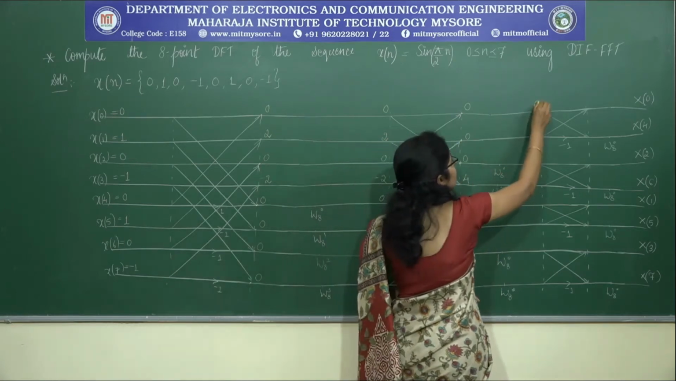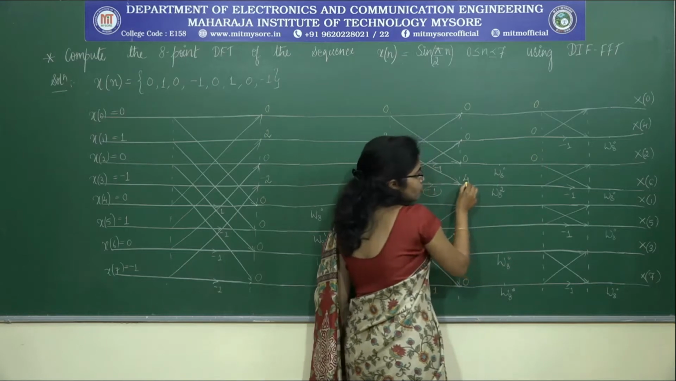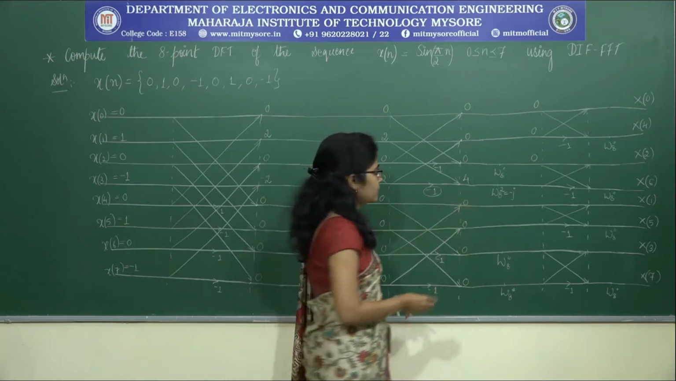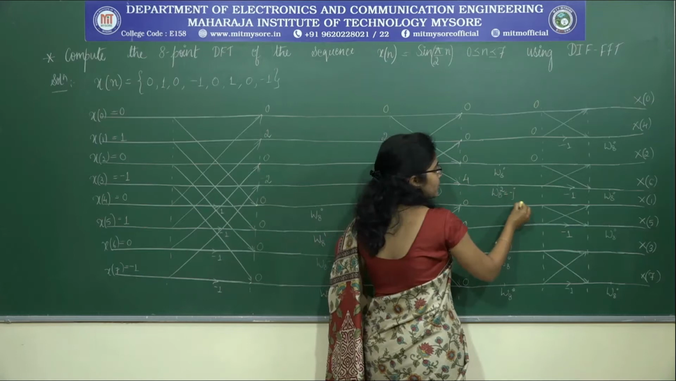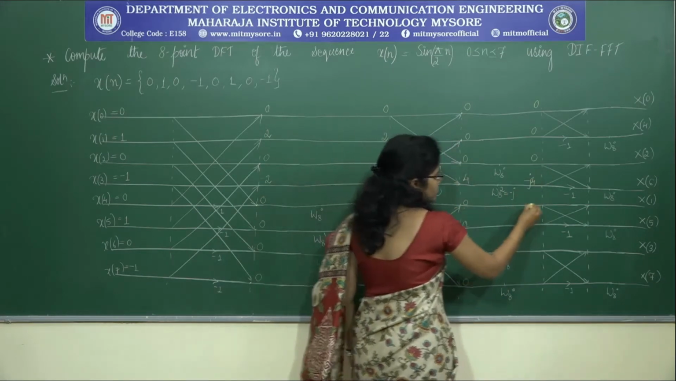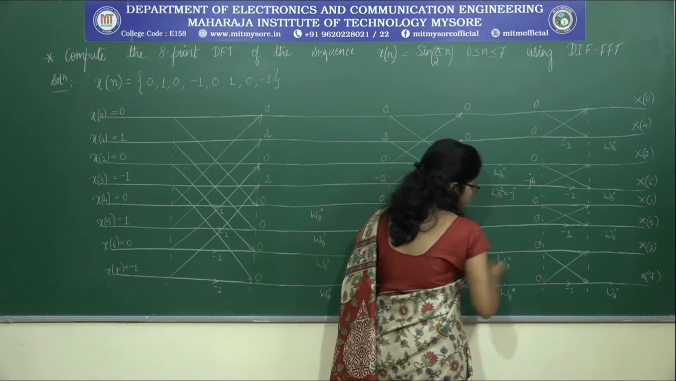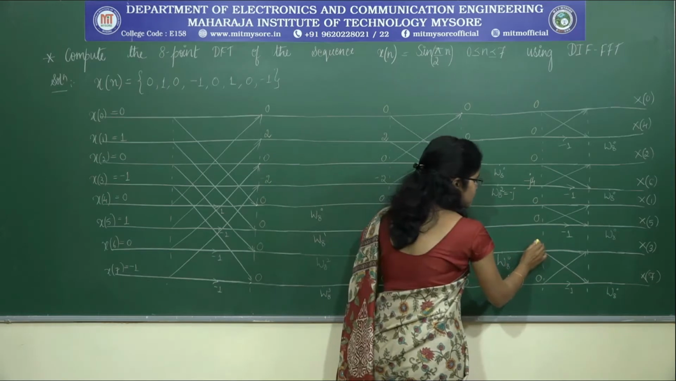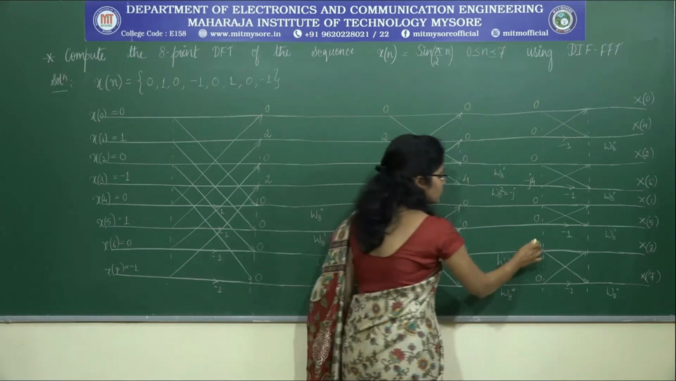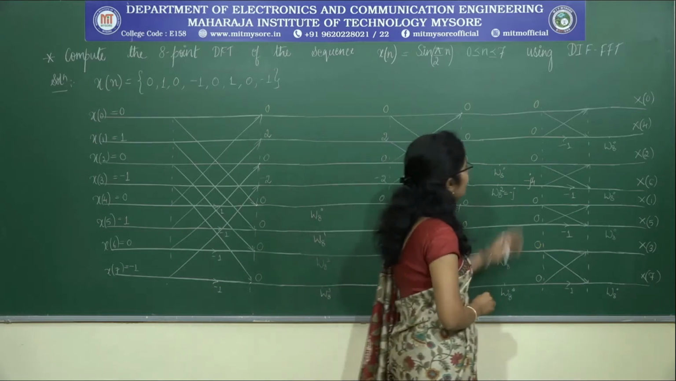So this 0 comes directly here, 0 comes directly here, this 0 comes here. So 4 is getting multiplied with omega 8 square, which is equal to minus j. So this gives us minus j4. So rest of the values are 0. So you can just write those things directly. Okay. Now let us try to find out the output of stage 3 with the help of the input values.